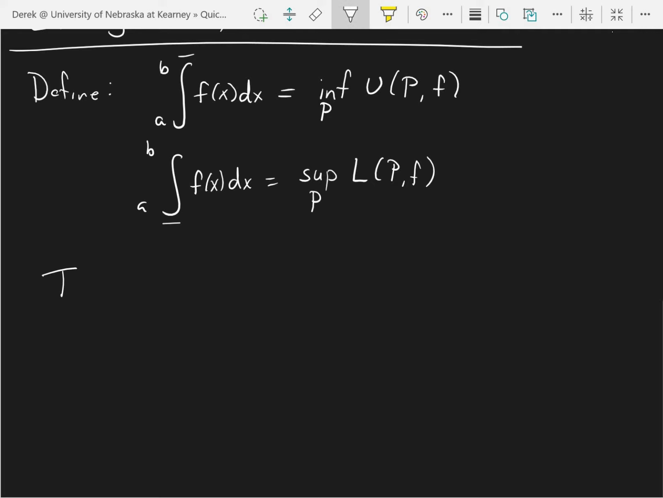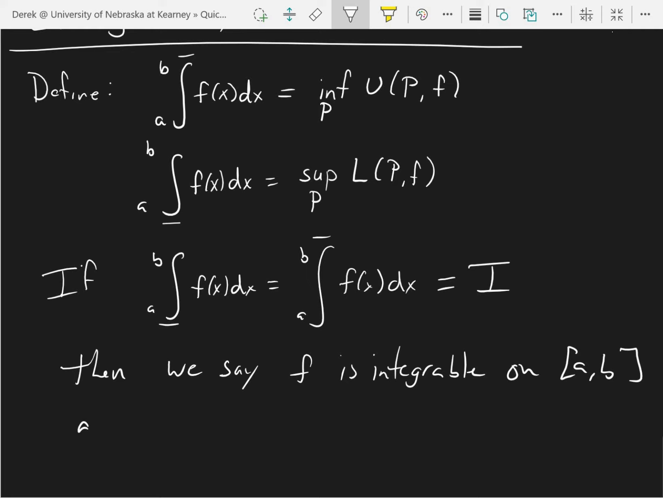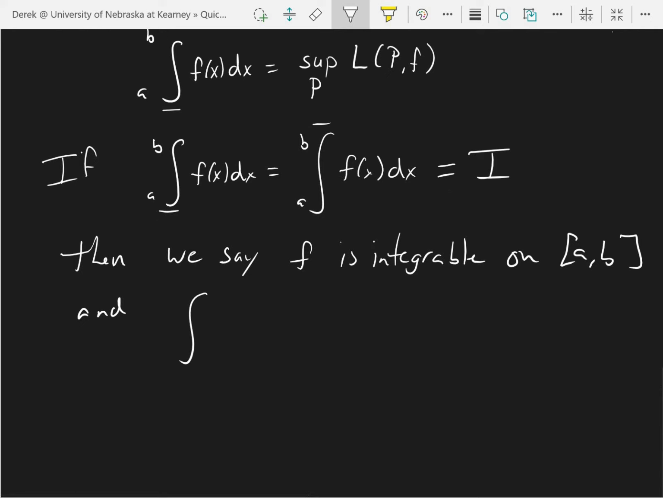So if the lower integral from a to b, f of x dx, equals the upper integral from a to b, f of x dx, say it's equal to I, then we say f is integrable on [a, b], and the integral from a to b, f of x dx equals I. Okay.